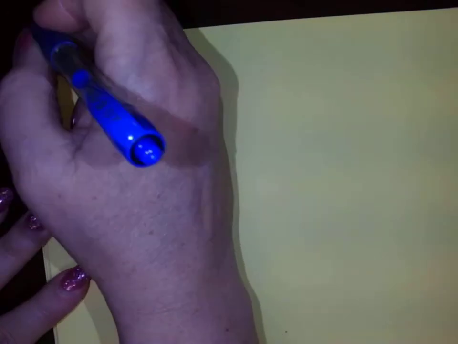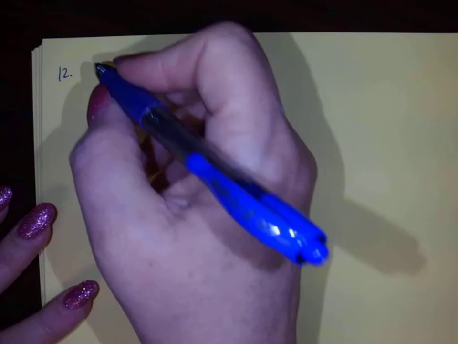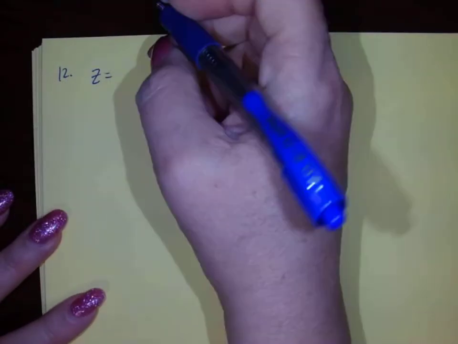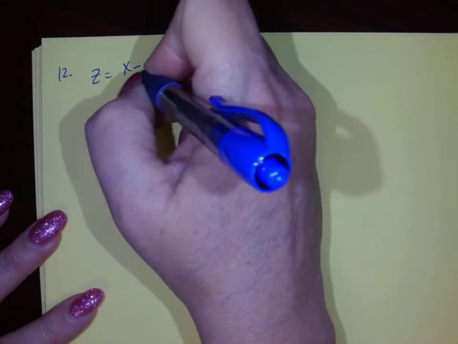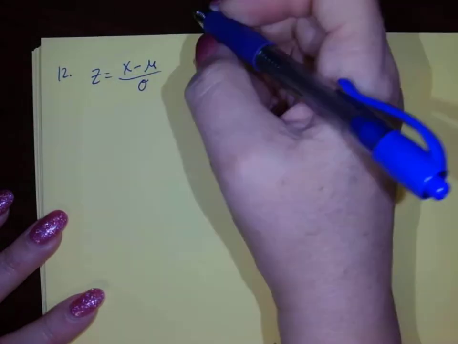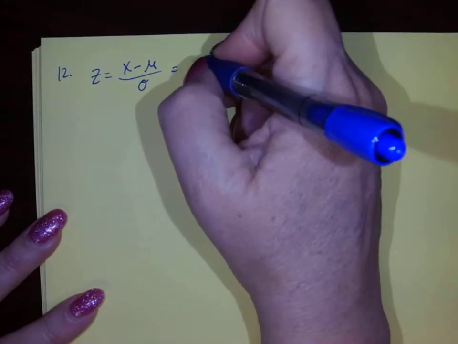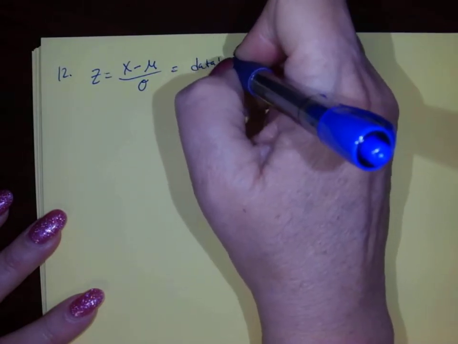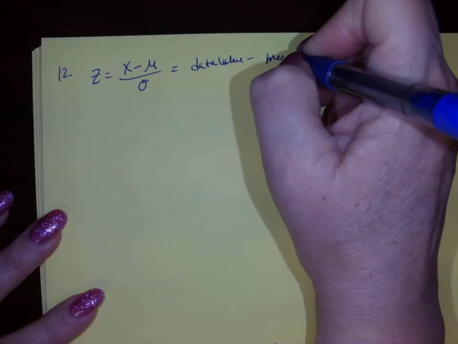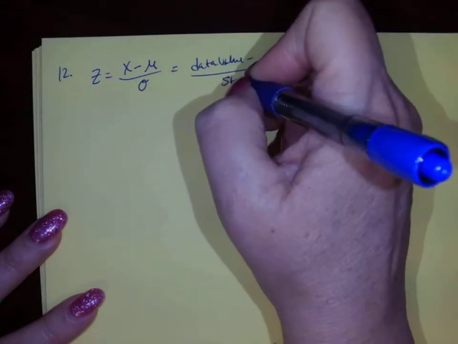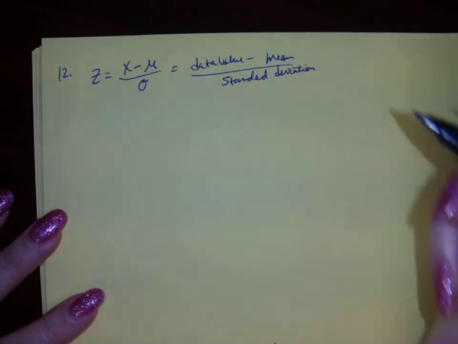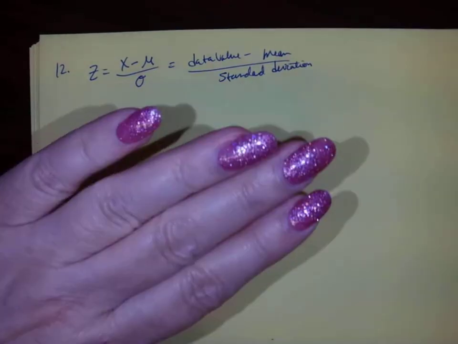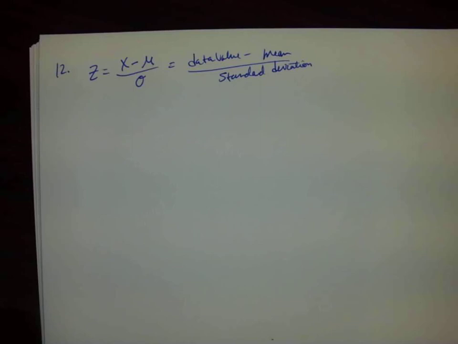All right, so for number 12, we are looking at finding the z-score. If you recall, z is equal to your x value minus mu over sigma, which will be equal to the data value minus the mean over the standard deviation. All right, so that's our formula. Now we got to go figure out what all of those are.